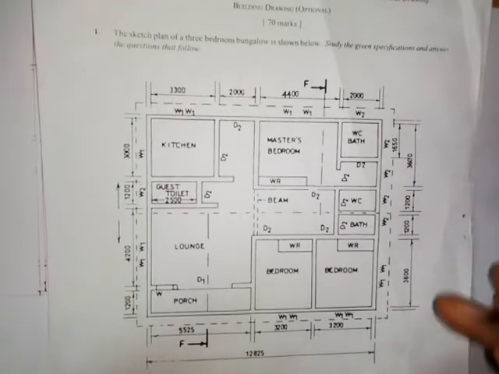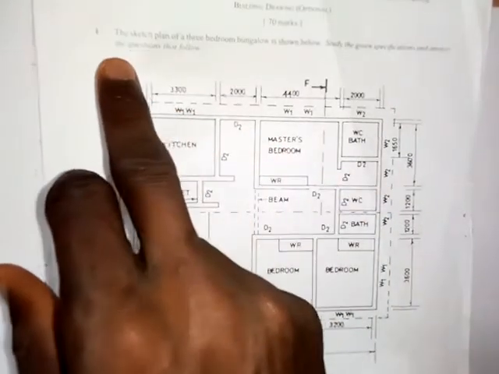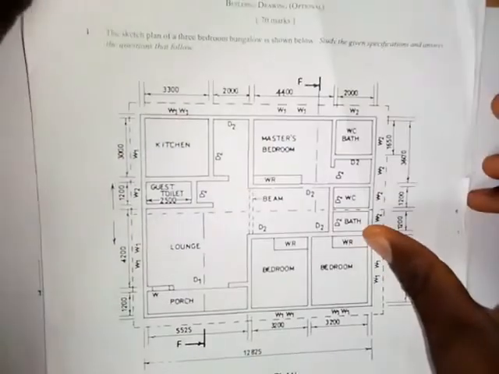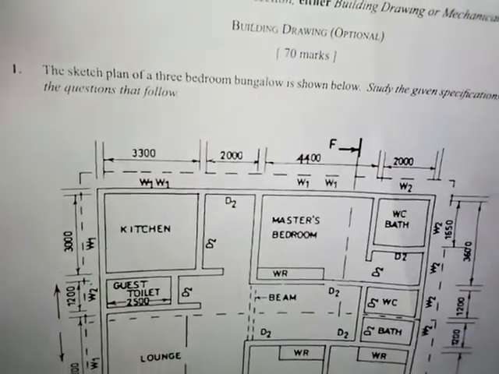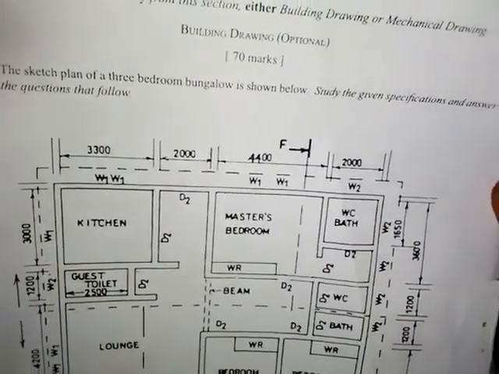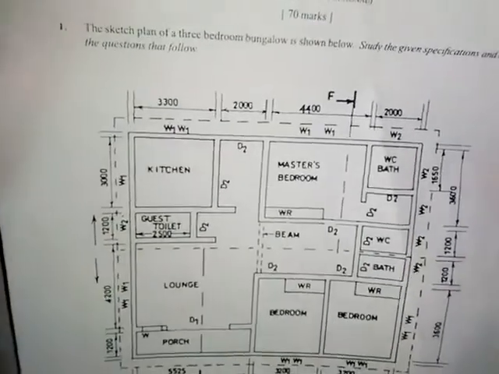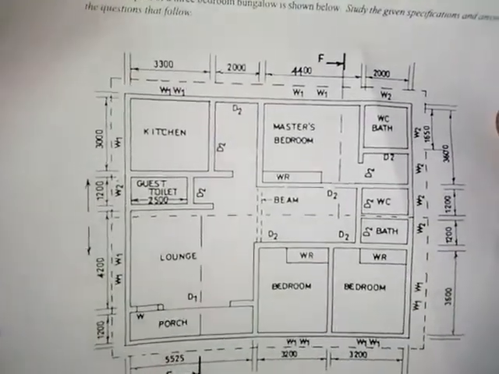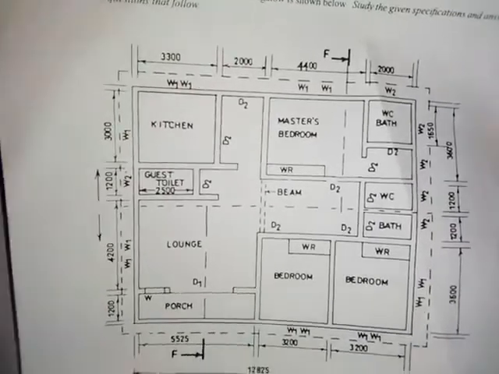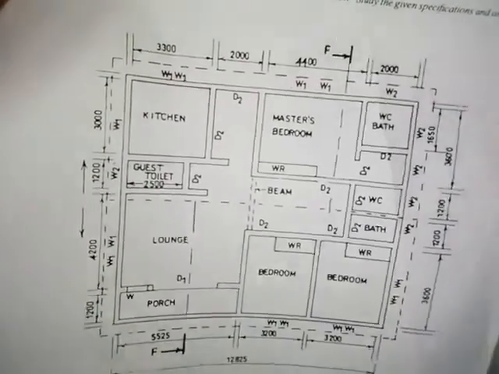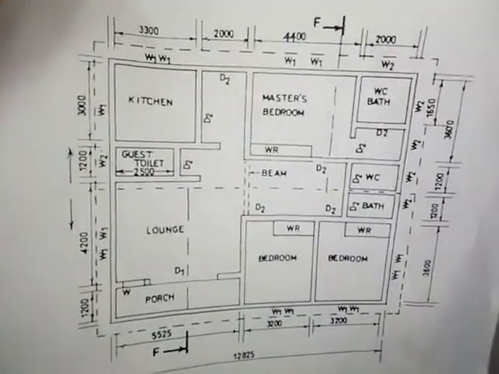Now, this is a sketch plan, as said here, that the sketch plan of a 3-bedroom bungalow is shown below. Study the specifications and answer the questions that follow. The first thing that you need to do here, without wasting much of our time, is to replicate this diagram that you see here. That means you have to reproduce it.